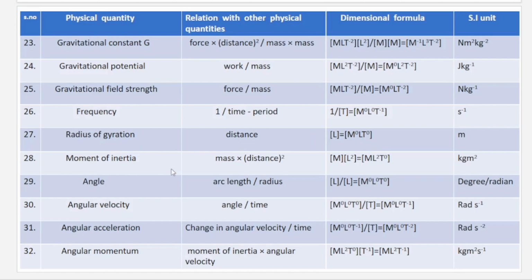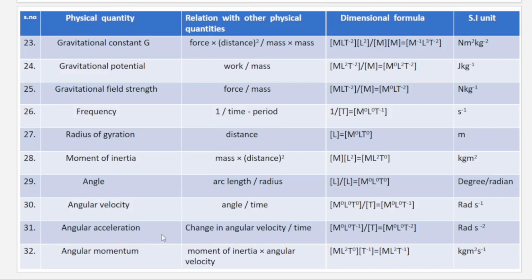Moment of inertia is mass into distance square. Mass is M, distance square is L^2, so we get M L^2 T^0. Angle is arc length by radius, which is L by L, so we get M^0 L^0 T^0. Angular velocity is angle by time, so angle is M^0 L^0 T^0 by time T, and we get M^0 L^0 T^-1.